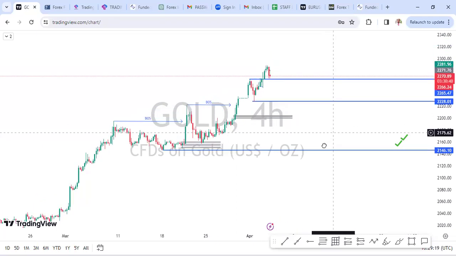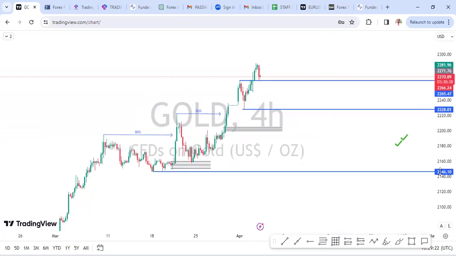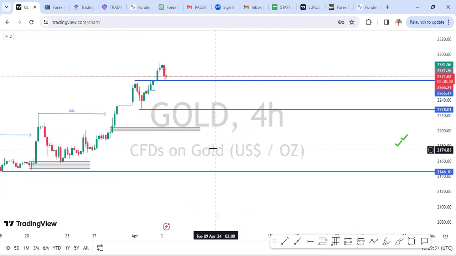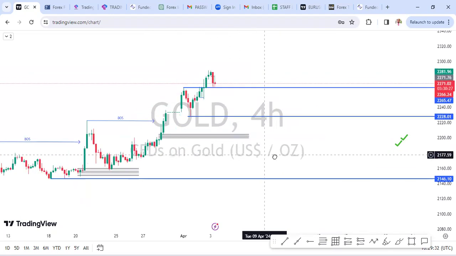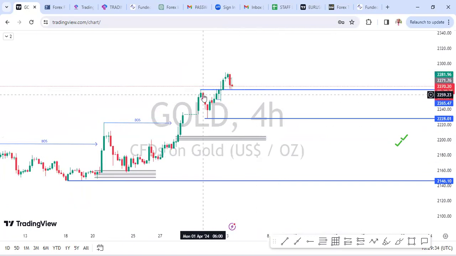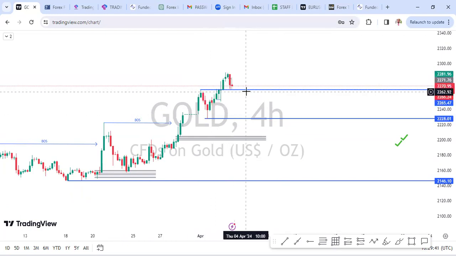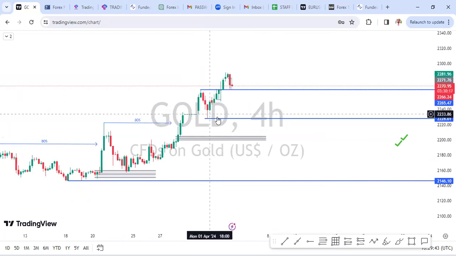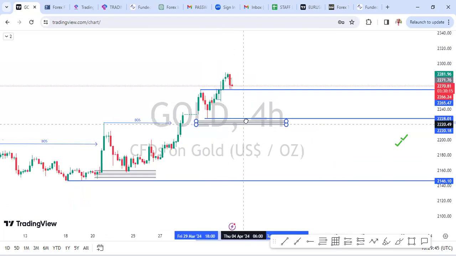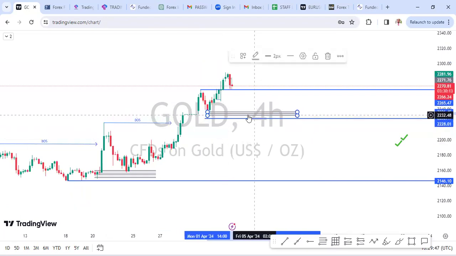So gold, we are in an uptrend. All we should be looking for in gold is what? A buy opportunity rather than a sell. Now we have already broken structure here. So let's see what price will do. If price clears this place, then we look for a buy opportunity from this demand here.